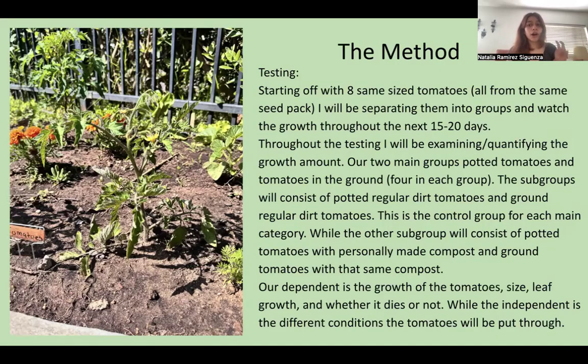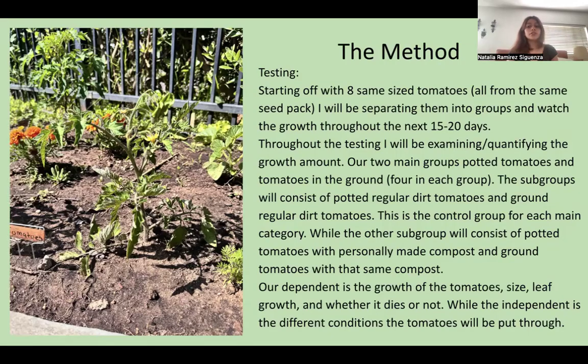My main two groups were the potted tomatoes and the tomatoes in the ground, which were three groups total before because of the two together. The subgroups consisted of the potted regular dirt tomatoes and the ground regular dirt tomatoes. This is the control group for each main category, while the other groups consisted of the potted tomatoes with personally made compost and grounded tomatoes with that same compost. Then there was the other group that had the two together, which was just to see how they would compare if I had two tomatoes together, how they would grow.